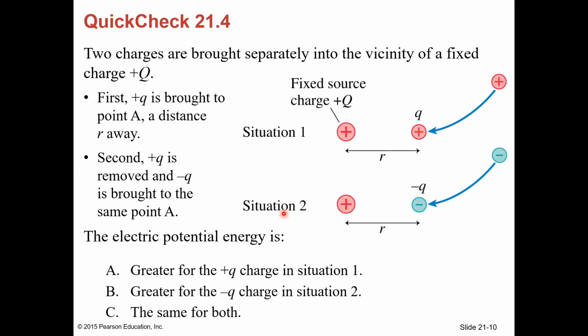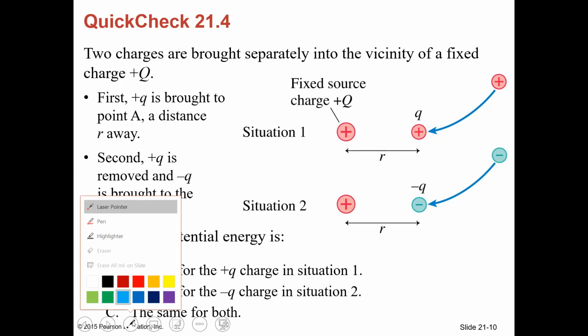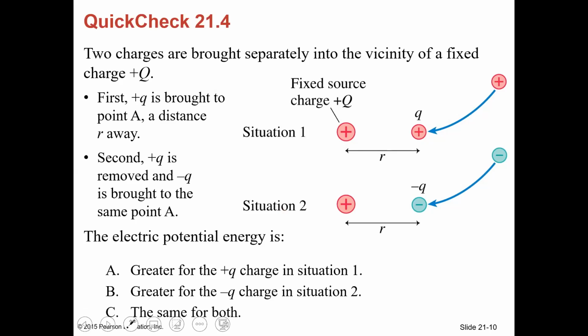So remember our equation for this. Our equation for potential energy that we saw last class, U equals KQ over R. Okay, that was our equation. So I can understand why you would pick both, right? Same values for Q, same distance for R. So you should get the same.